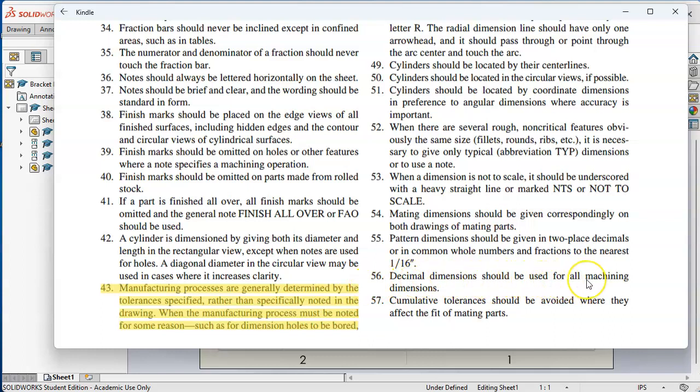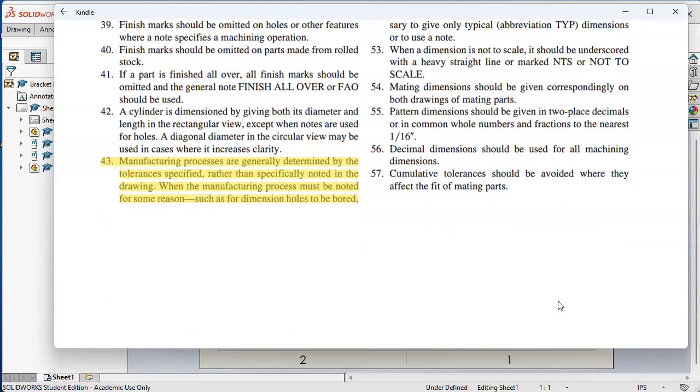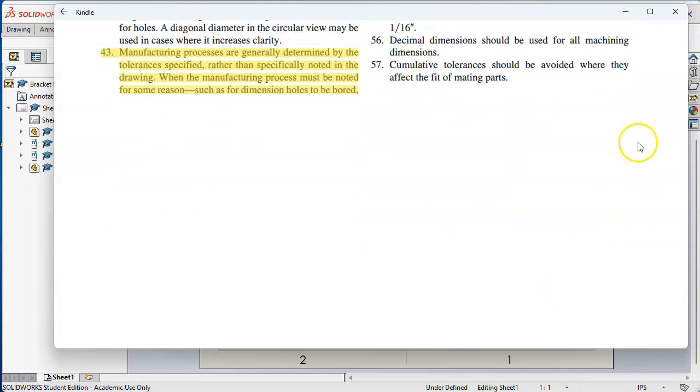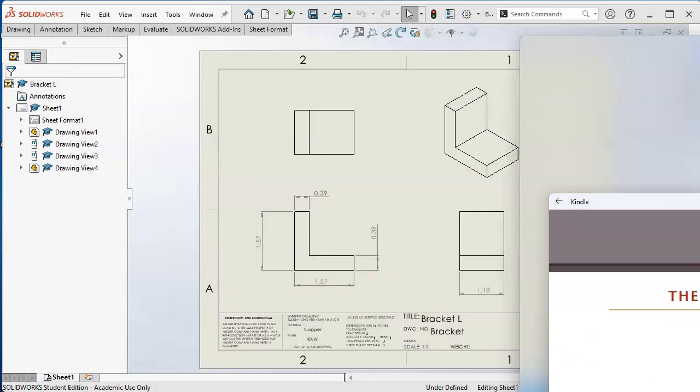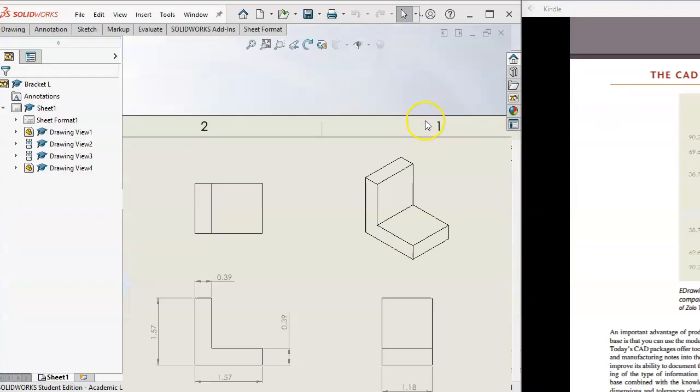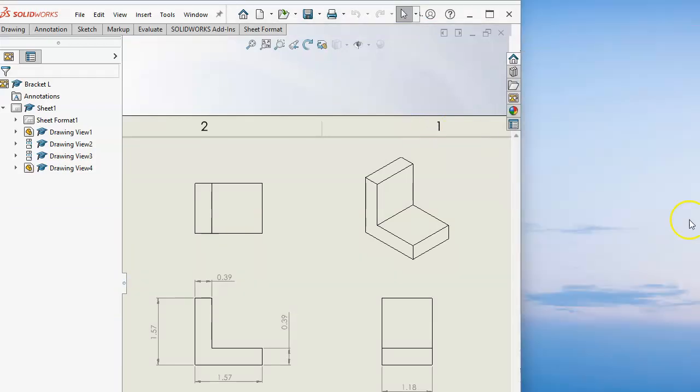There it is. Decimal dimensions should be used for all machining, and cumulative tolerances where they affect fit. So, stack up of tolerances. All right, so I tried not to read all of those, but there are a lot of important items in there.